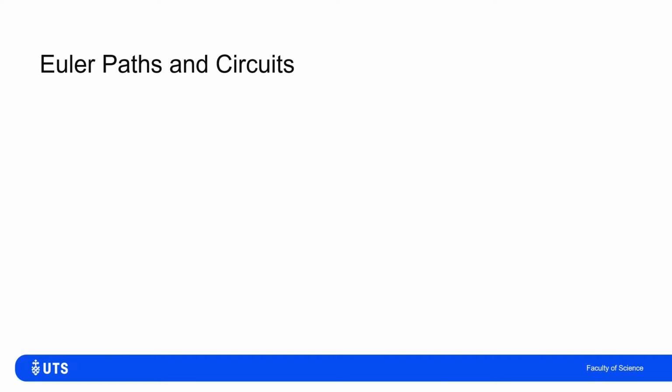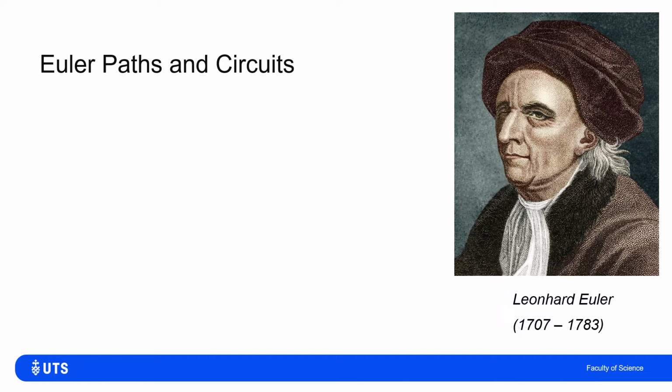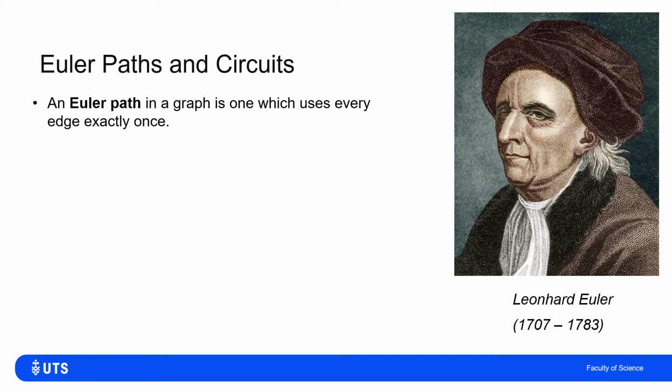Well, you might have thought you'd seen the last of him for this subject, but haha, he's back, Leonhard Euler, looking as disappointed in you as ever. And here he comes with a definition in graph theory of an Euler path. An Euler path is, as the name suggests, a path in a graph, but it's one that uses every edge exactly once.